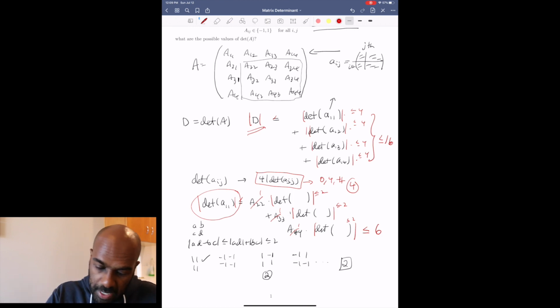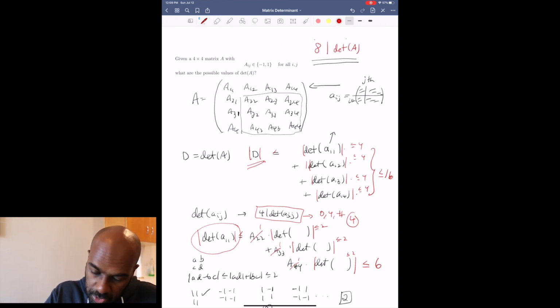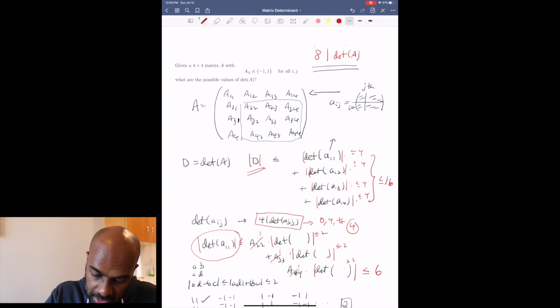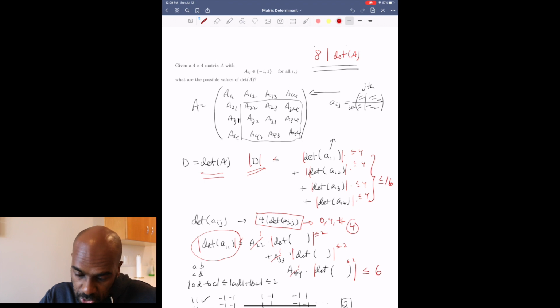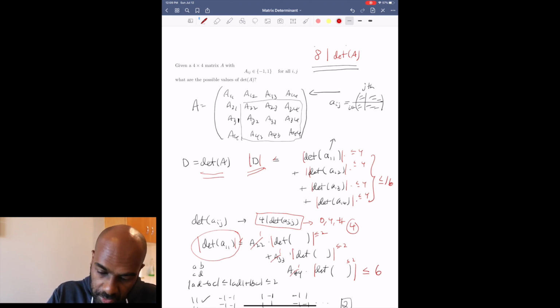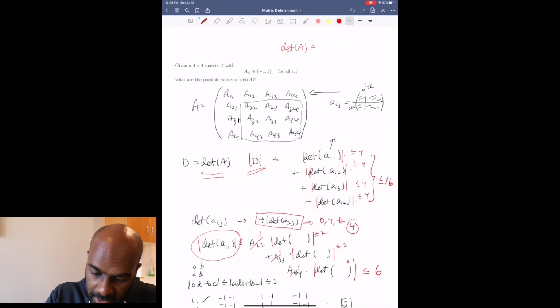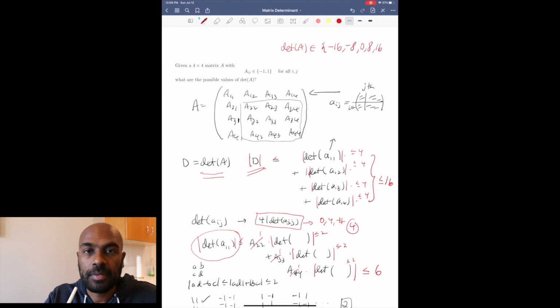Okay, great. But the determinant of A, which is what D is a multiple of 8 and is an integer. So if it's bounded above by 16, that tells us that there aren't many choices for what the determinant of A can be. The determinant of A then has to live inside of the set negative 16, negative 8, 0, 8, and 16.